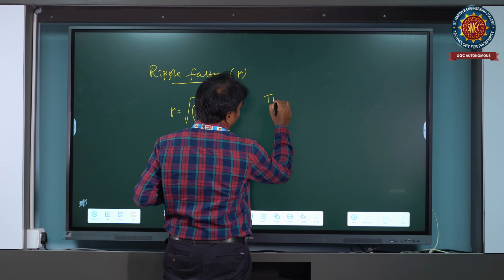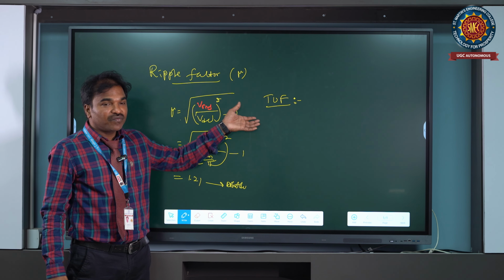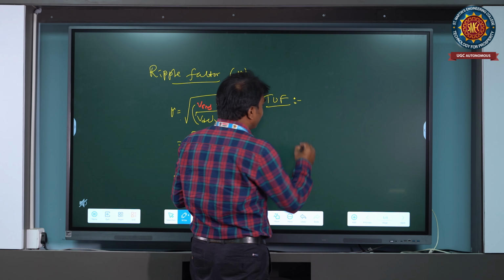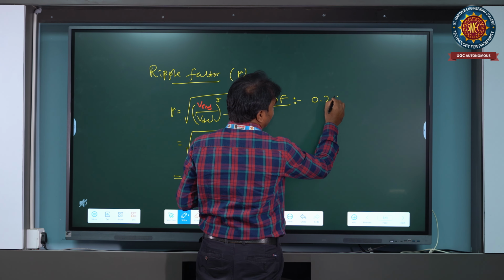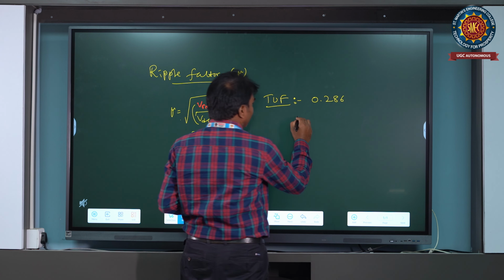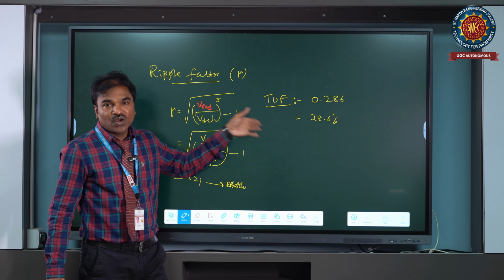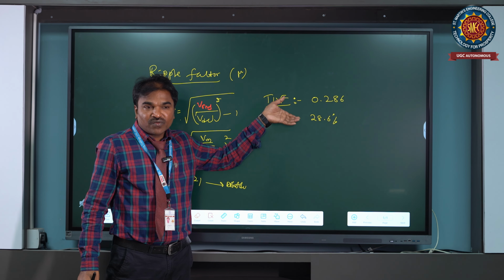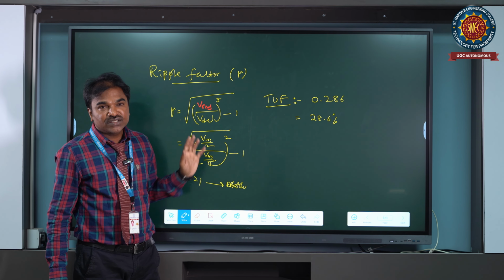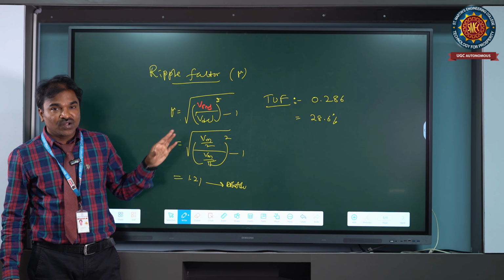Now coming to the TUF, the transformer utilization factor. We are using a step down transformer, and the transformer is utilized only 0.286, that is 28.6%. So the utilization factor of the transformer is very low, the ripple factor is high, and the efficiency is low. That's why the half wave rectifier is not suitable for practical application. So how to overcome this?